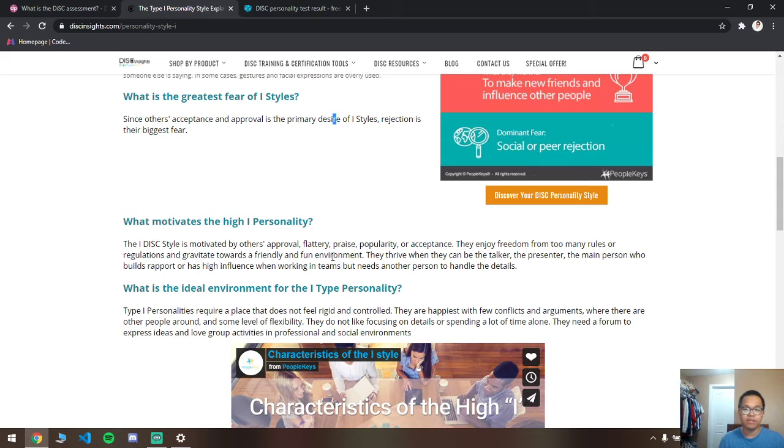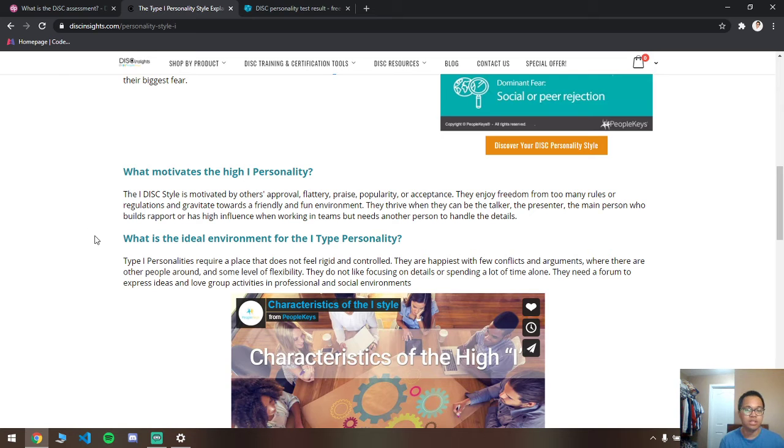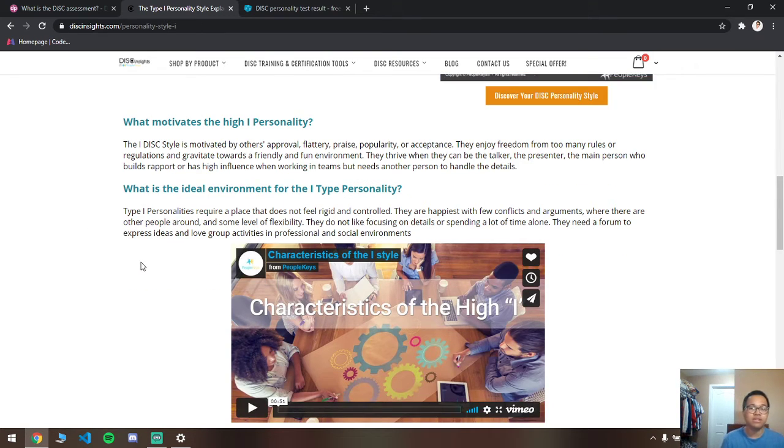They thrive when they can be the talker, the presenter, the main person who builds support or has the influence when working in teams, but need another person to handle the details. What is the ideal environment for the I-type personality? It requires a place that does not feel rigid and controlled.